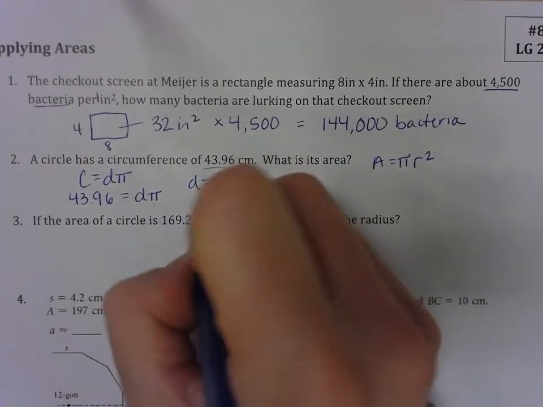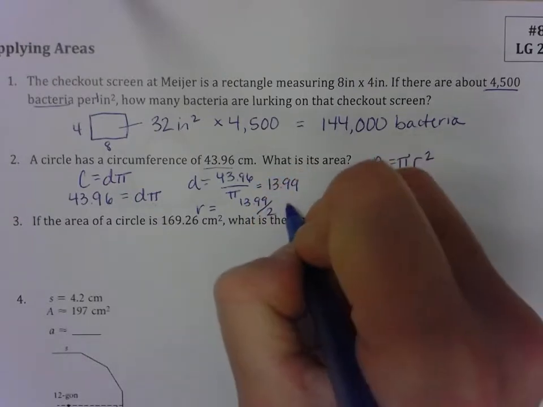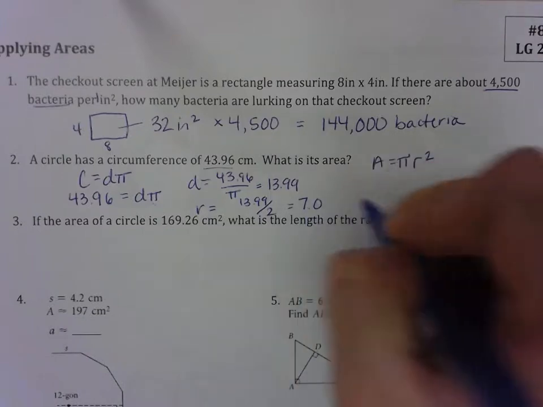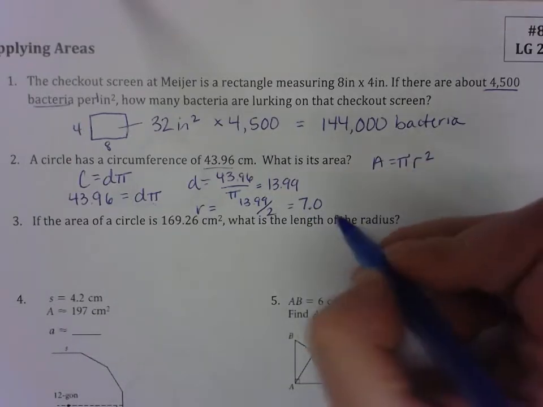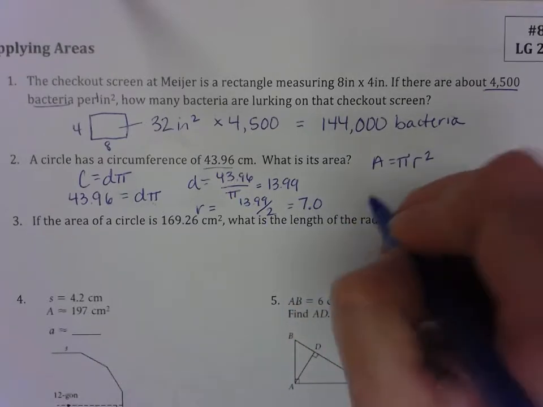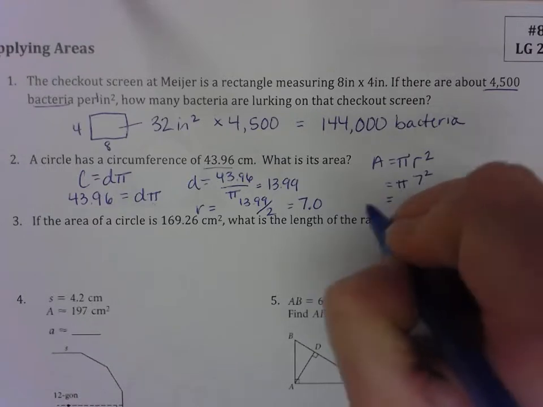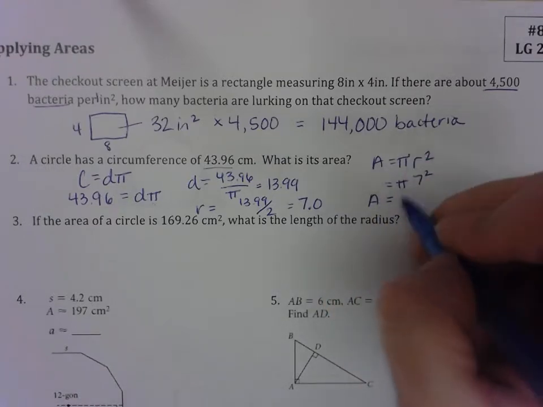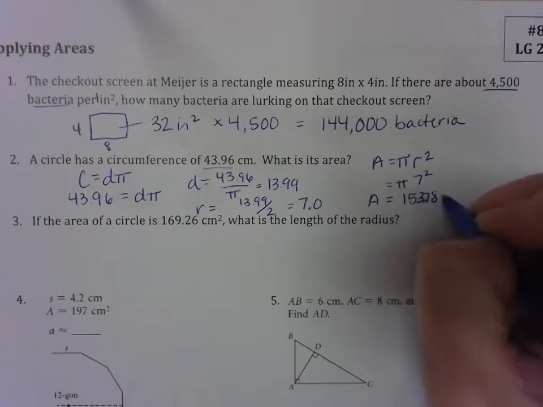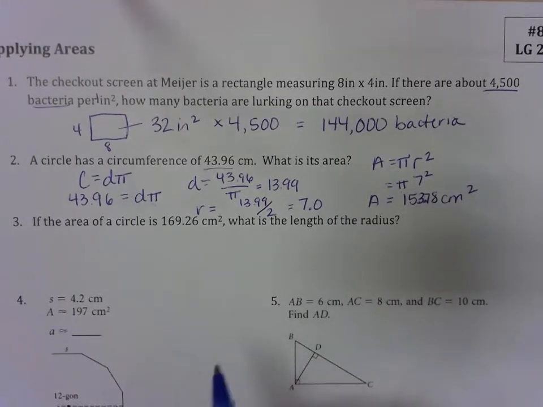And then to get my radius, I divide that by 2. And when you do that, you get 6.996, which I'm just going to round to 7.0. Now, once we have the radius, all I need to do is plug that into my area formula. Pi times 7 squared is 153.78 centimeters squared.